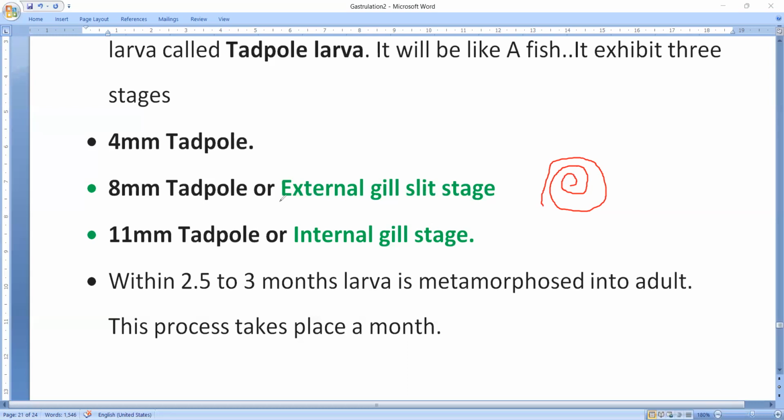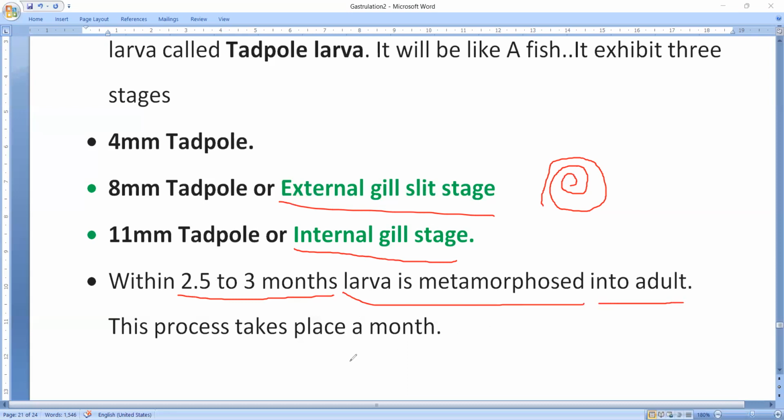So the tadpole has 4 mm, 8 mm and 11 mm stages. 8 mm is called the external gill slit stage, and 11 mm is called the internal gill slit stage. Within 2.5 to 3 months the larva is metamorphosed into an adult. This metamorphosis process takes about a month for the larva to become an adult.